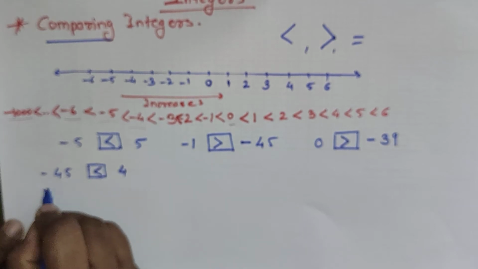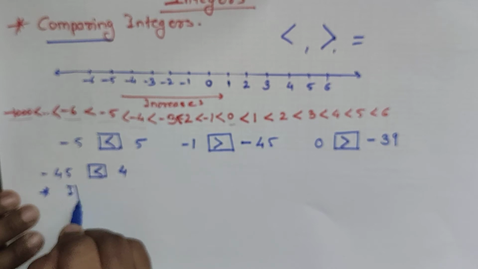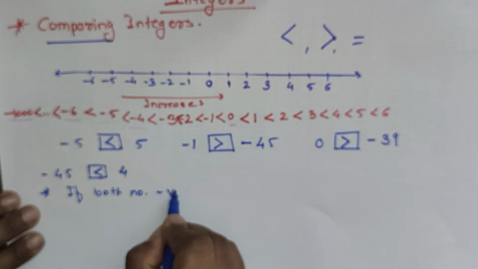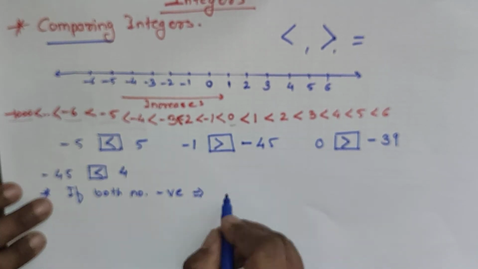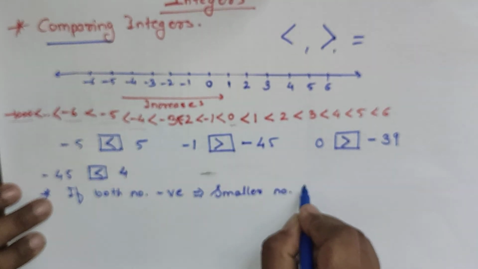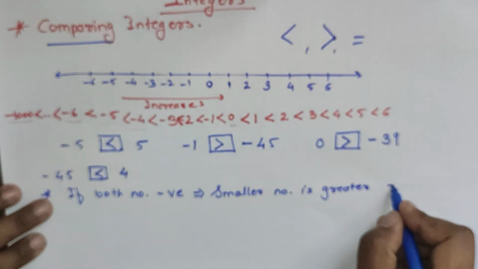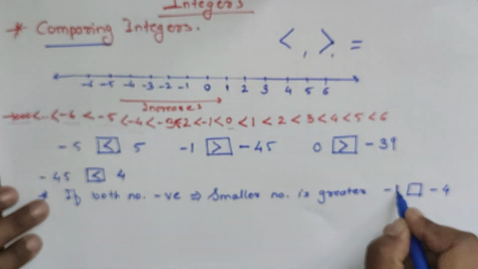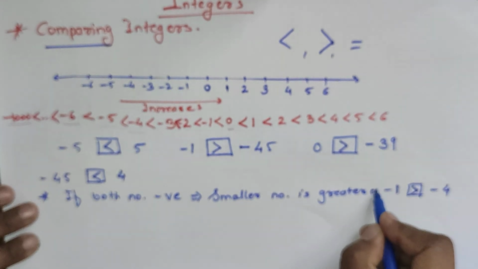So what we understand is, if both numbers are negative, which is the greater number? The smaller number is greater. For example, if -1 and -4 are there, then from this the smaller number is 1 and it is the greater one. This is the first rule. It's the example I wrote here.